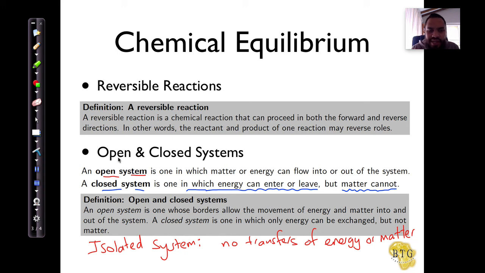Open and closed systems: open means matter in, matter out, energy in, energy out. Closed means only energy can transfer but no matter. And an isolated system is simply the opposite of an open system.